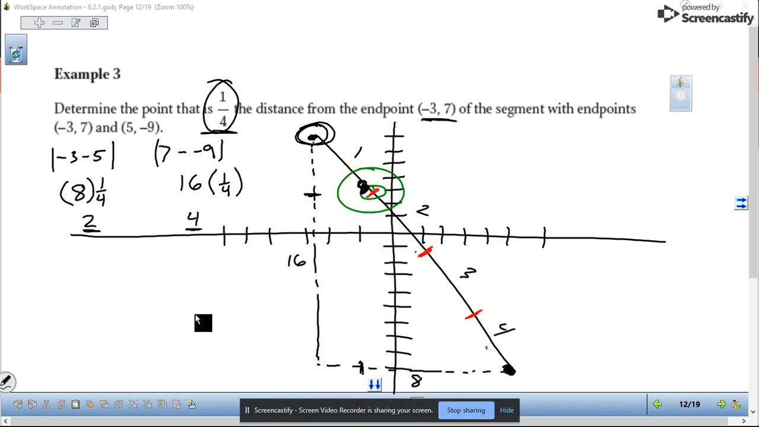So basically, along this line, we're going to go right 2, so 1, 2, so right 2, and down 1, 2, 3, 4, which again comes out to about there. And that point looks like it should be -1, and then 4 down from 7 would be 3. So -1, 3, right? Does that make sense to everybody? That's the idea of how this works, okay? Let's take a look at another example.